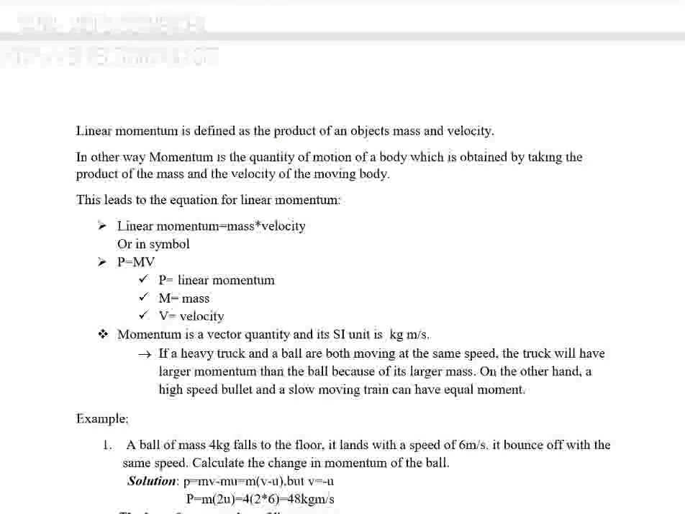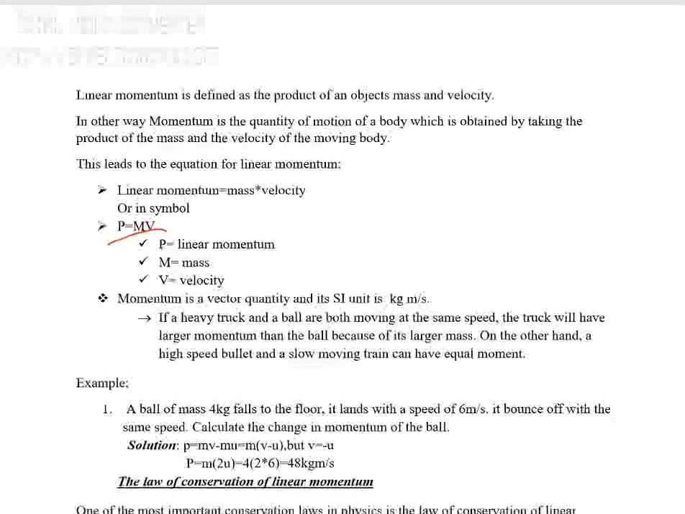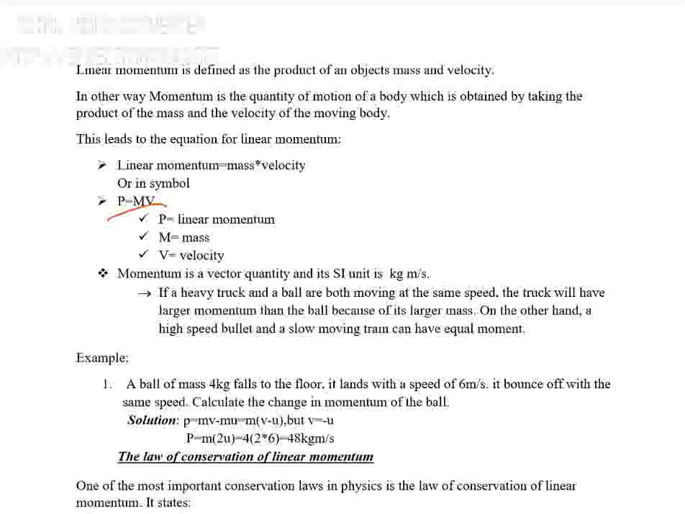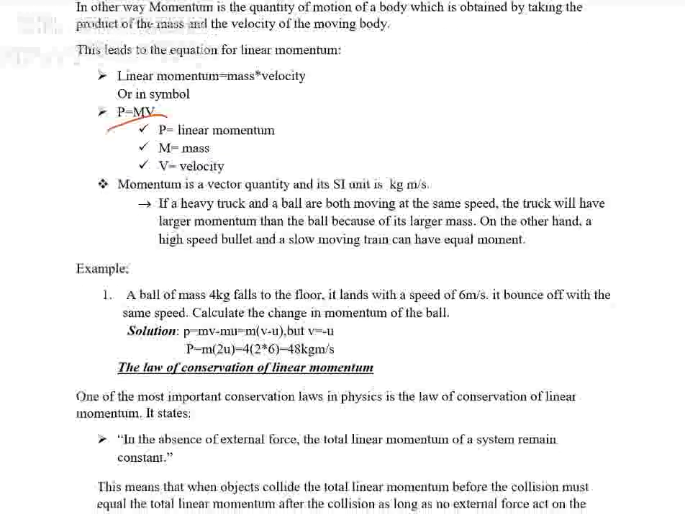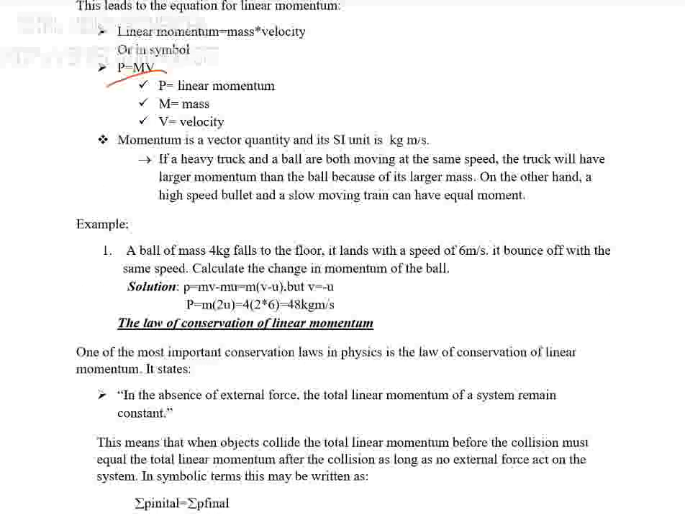Okay, linear momentum is defined as a product of what? Of an object's mass and velocity. Therefore, momentum is equal to mass times velocity, and momentum is a vector quantity. And if I ask, for example, a ball of mass 4 kg falls onto the floor, it lands with a speed of this much, and it bounces off with the same speed. Calculate the change in momentum of the ball.